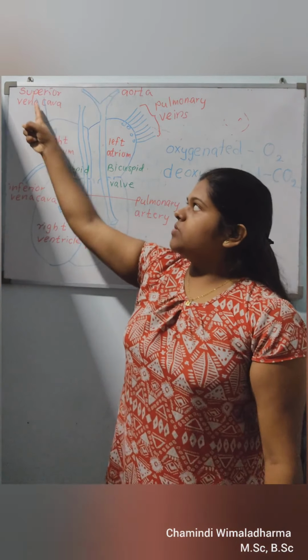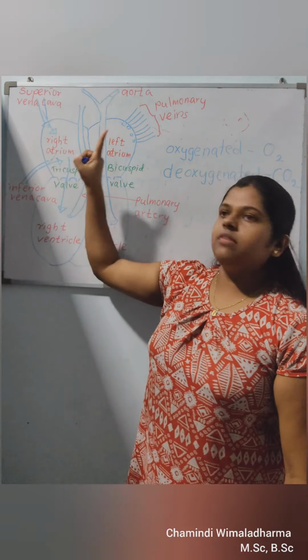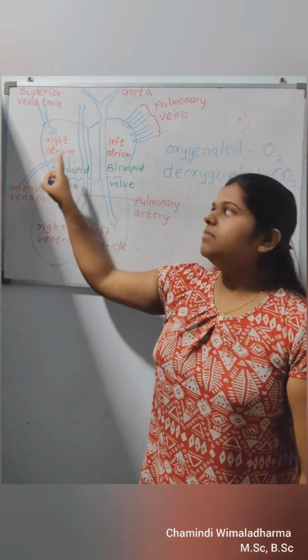The blood first comes from the superior vena cava and inferior vena cava to the right atrium. Then when the right atrium gets filled, the blood comes to the right ventricle. When the blood is coming to the right ventricle, the right ventricle also gets filled. Then that blood goes through this artery, which we call the pulmonary artery. Through the pulmonary artery, blood goes to our lungs.